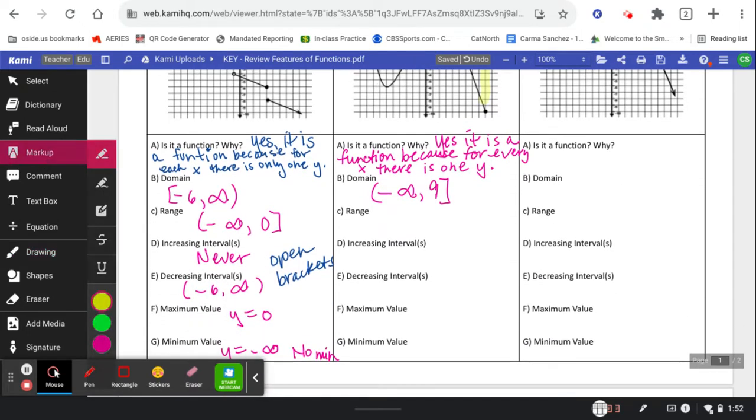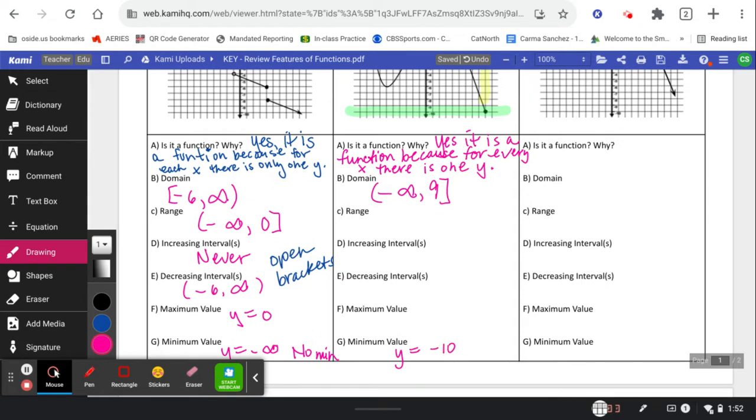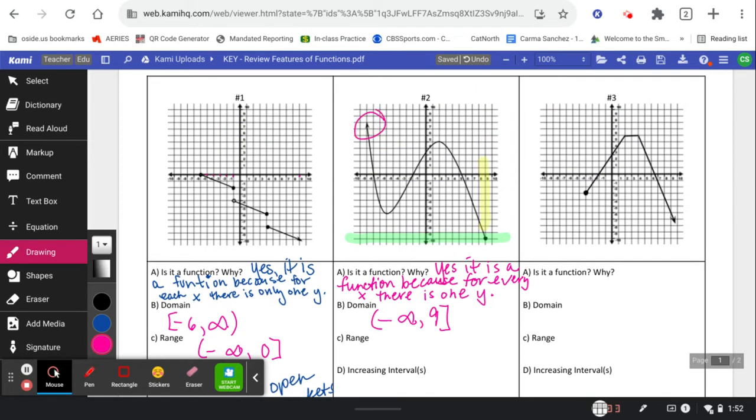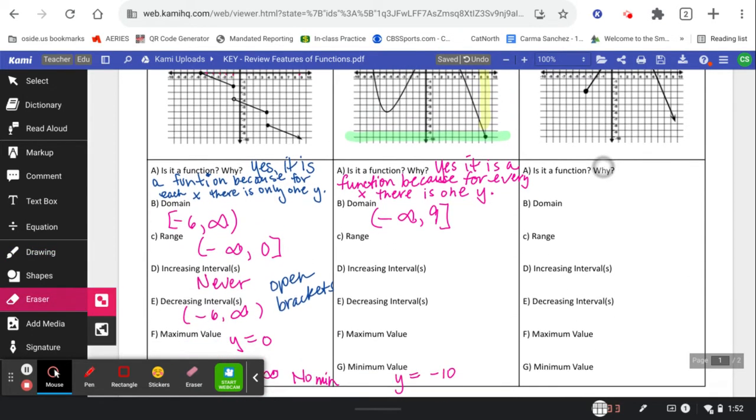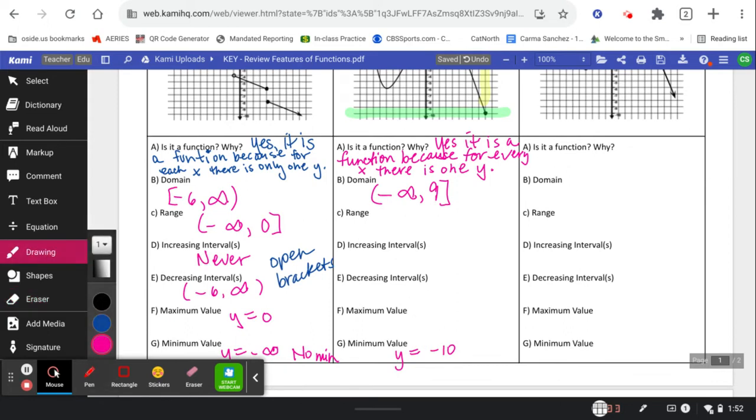The minimum of this graph goes through negative 10. And the maximum of this graph has an arrow. So we say that it's going to infinity. And that there's no max. So now that I have my min and my max, I'm going to say that my minimum to my maximum is negative 10 to infinity.